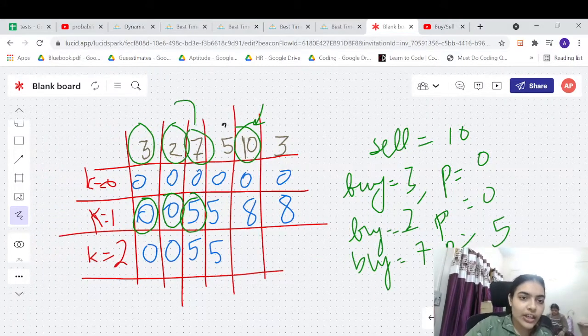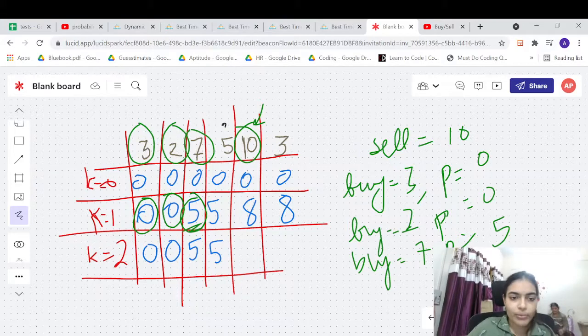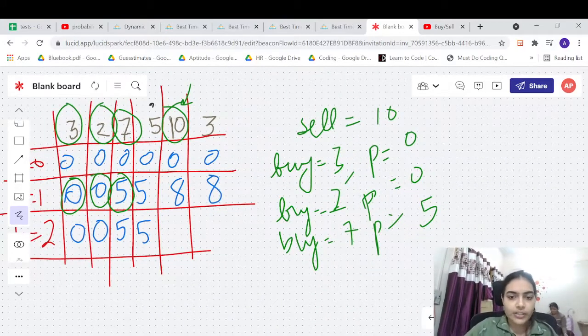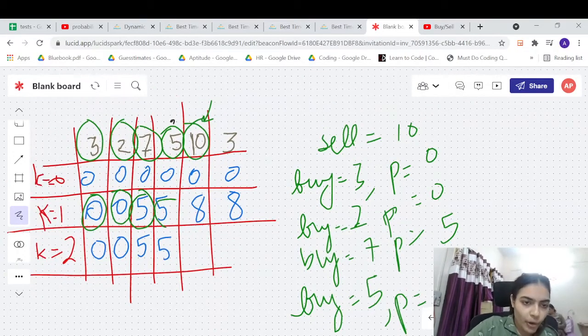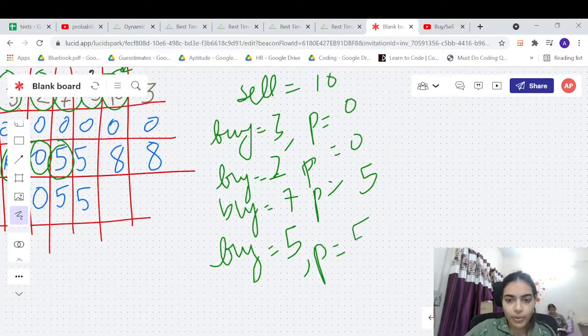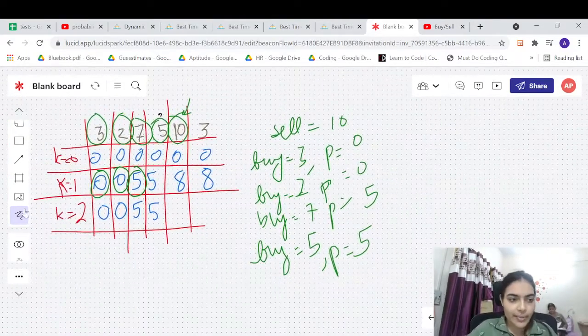So any transaction that you have done previously, that profit you can accumulate, right? So you will get this also. Last thing is, if you buy at price of 5, you will be able to accumulate the profit of 5. So now let us see which is the best case.